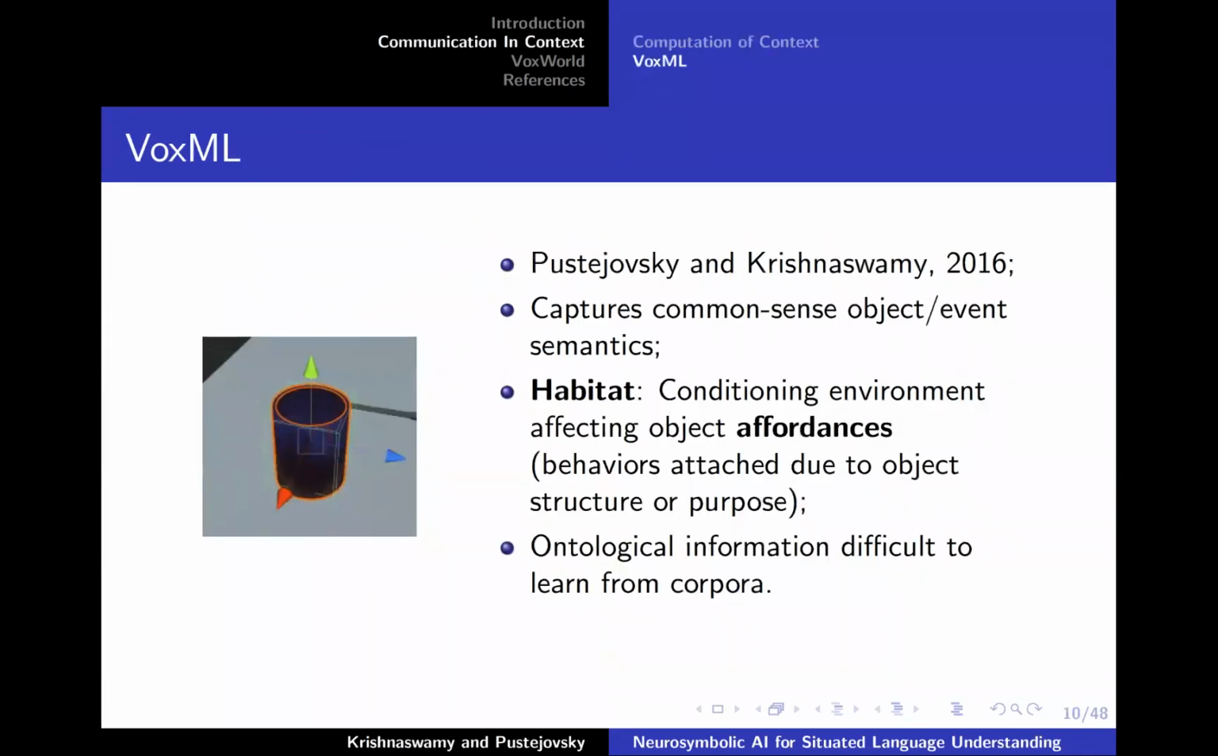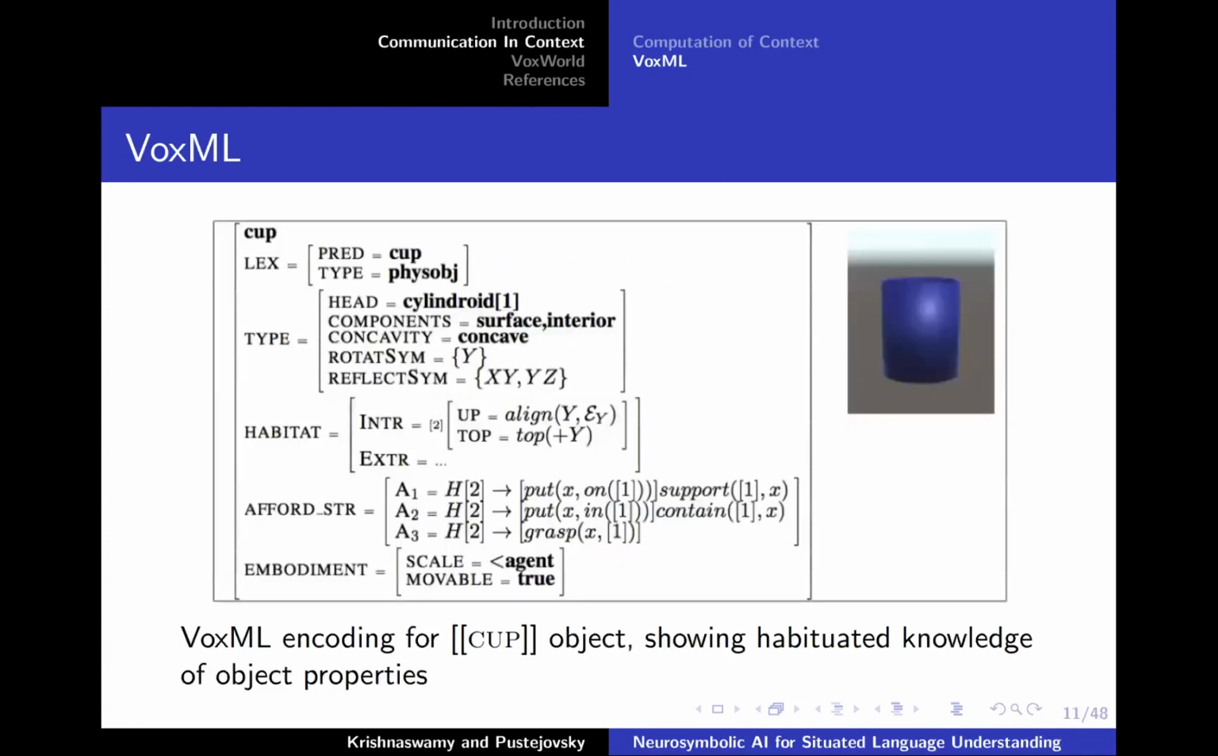We developed this modeling language, VoxML, to capture some of this. VoxML is a modeling language designed to capture common sense object and event semantics. And it has a particular focus on habitats, which are conditioning environments that affect object affordances or behaviors attached due to the object structure or purpose. This is ontological information that's often difficult to learn from corpora because it's so common that people often don't feel the need to discuss it.